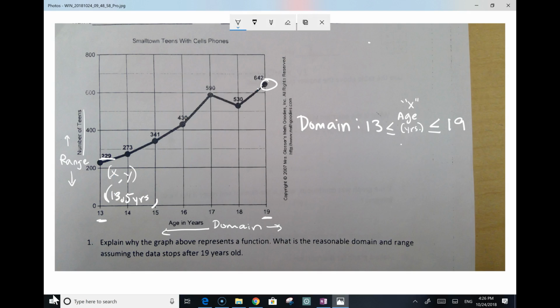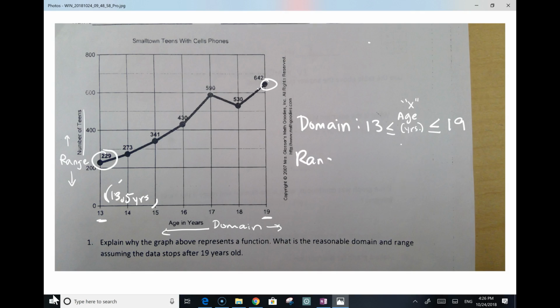Okay, because you can actually be 13 on this graph. You can see right here. If you're 13 years old, the number of 13-year-olds who own a cell phone in this small town is 229 teens. If you're 19 years old, then in this small town, the number of 19-year-olds with a cell phone is 642 teens with a cell phone. Okay, so that's your domain.